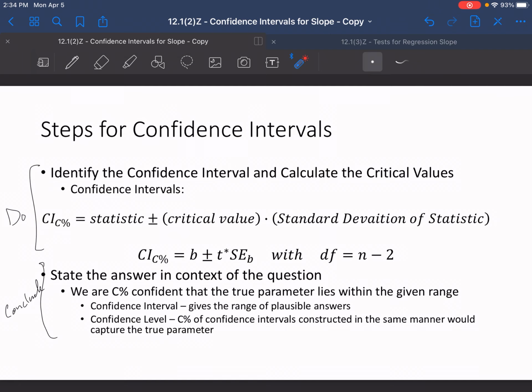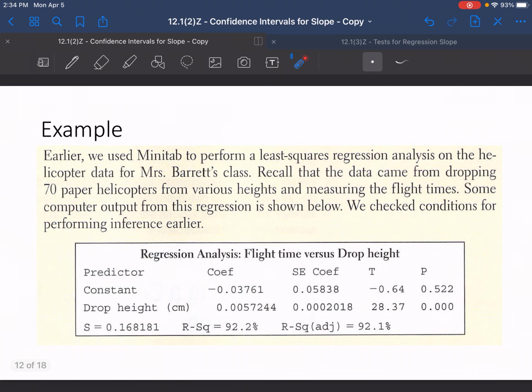We've done a lot of this, so hopefully most of that process should be a fairly easy review for you. So let's take a look at this example real fast. Earlier we used Minitab to perform a least squares regression analysis on the helicopter data for Mrs. Barrett's class. Recall that the data came from dropping 70 helicopters from various heights and measuring the flight times. Some computer output from this regression is shown below. We checked the conditions for performing inference earlier. This is a build off of an example from the last lesson, but this is essentially your Minitab output right here.